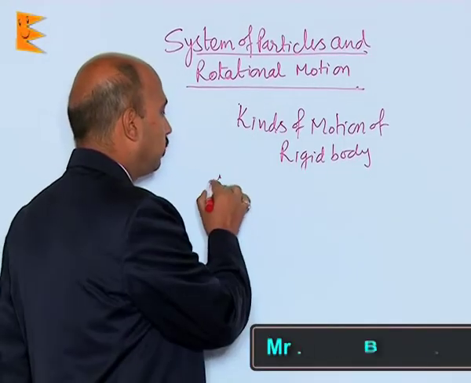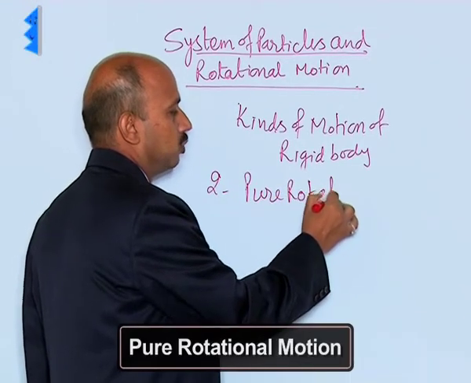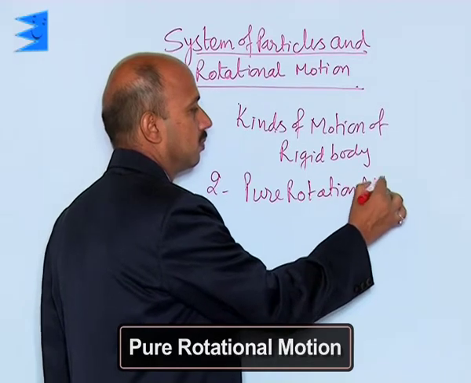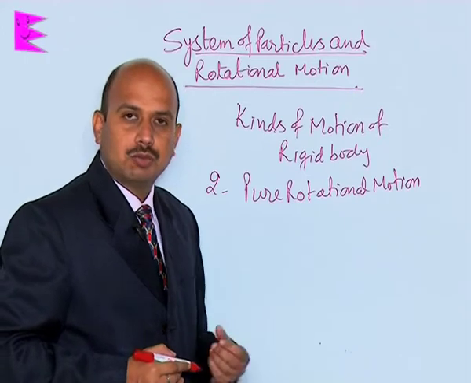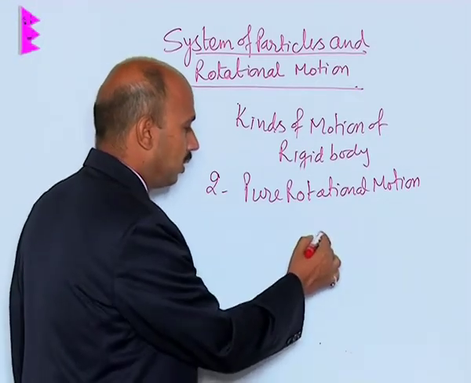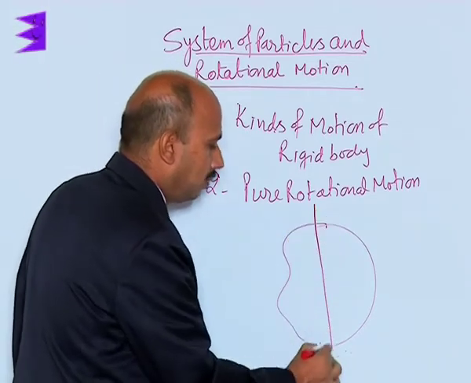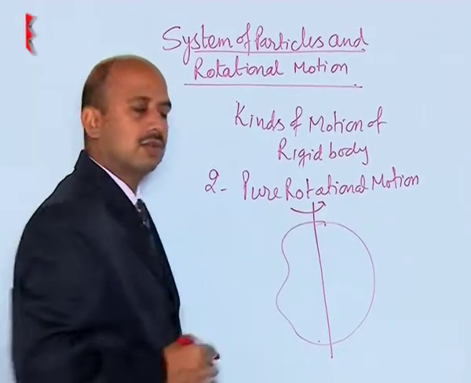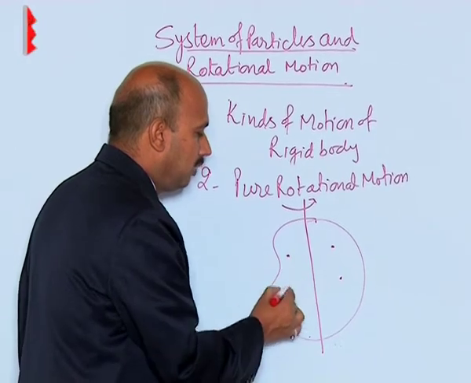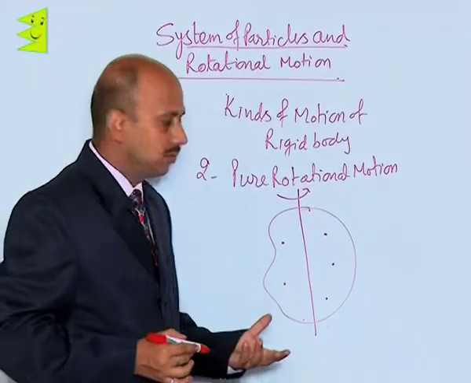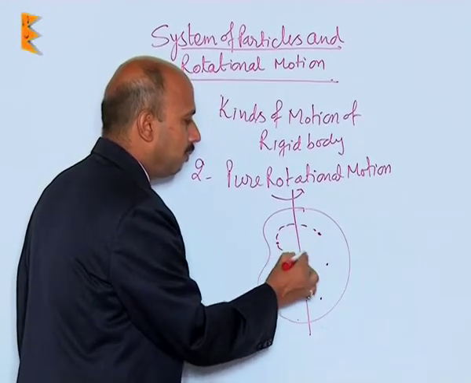Now the second type of motion a rigid body can have is called pure rotational motion. What happens in case of pure rotational motion? Suppose you have taken a rigid body like this. This is rotating about this axis. Now suppose the body is made of a large number of particles. Suppose we consider this particle of the body which is moving in a circular path like this.